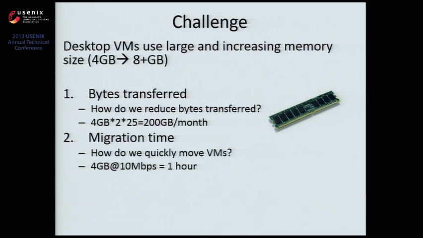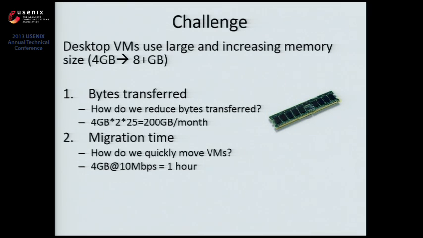The biggest reason we believe is that these desktop VMs have large memories, 4 GB or 8 GB or more, and moving that is not very efficient today. There are two aspects to this. One is the bytes transferred. So imagine my scenario where I go from home to work every day and my desktop keeps moving around with me. We are talking, say, 200 GB or more of traffic over a month. And many of us have tiered bandwidth plans where some start as low as 10 GB and this would be very expensive. But even more important than bytes transferred is migration time, right?